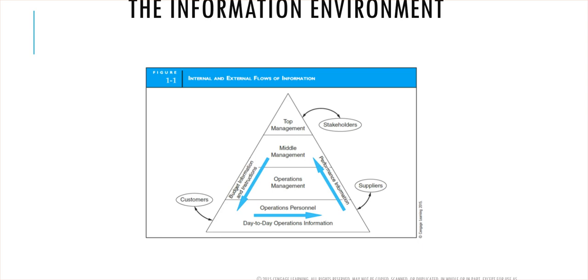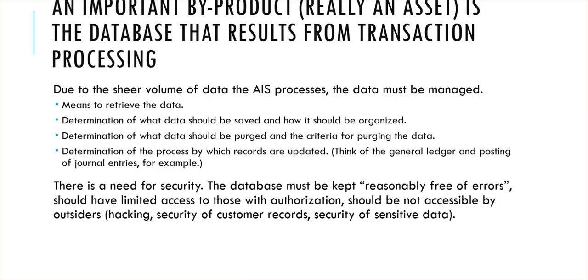So you look at this and you realize that the information environment has interface with outsiders. You realize the volume that exists. And then we're going to talk a little bit about data versus information and how those needs will be different from the people at the top in top management versus the day-to-day operation. An important byproduct, which is really an asset, is the creation of databases. We'll talk about databases and what databases are versus flat files.